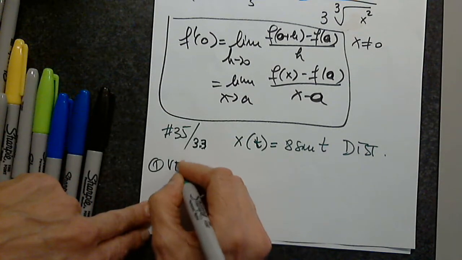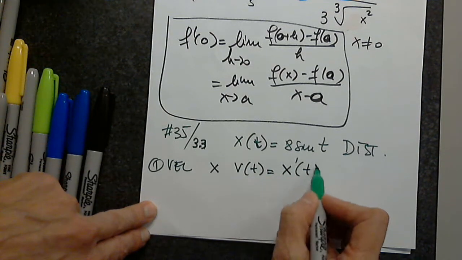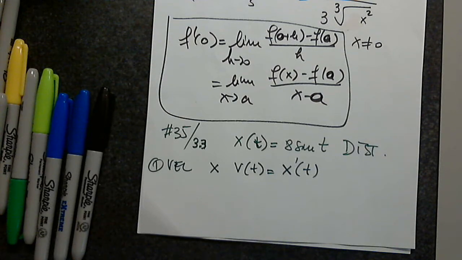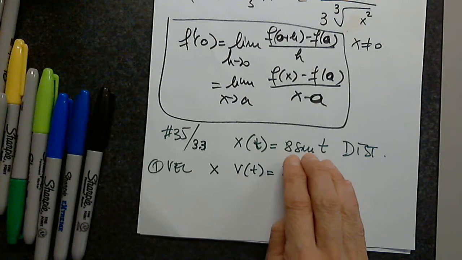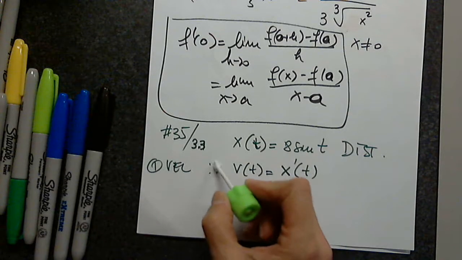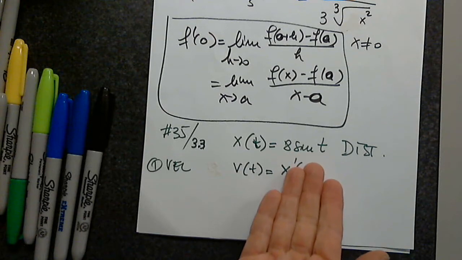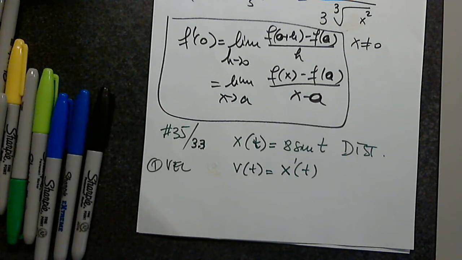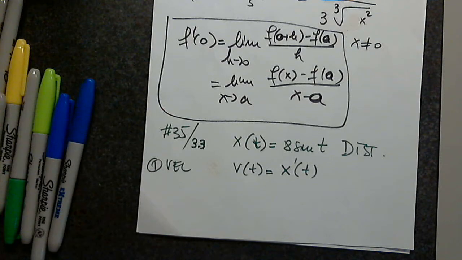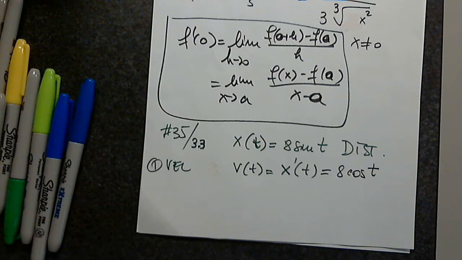Okay, so in order to find the velocity, let me write that first. V of t is the derivative of the distance, right? Because the velocity is the rate of change of x with respect to time, for any t where the function is differentiable. It turns out that 8 sine t is differentiable everywhere. It's a smooth, continuous function. It doesn't have corners, vertical tangents, or cusps. So this is differentiable everywhere, and all I have to do is 8 cosine t. So this is the velocity.